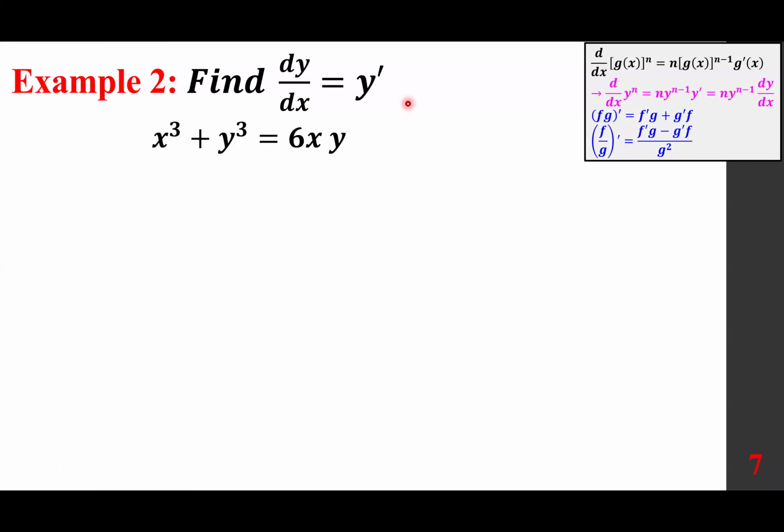Find dy/dx, or y prime, step by step. x cubed, 3x squared. y cubed, n y to the power of n minus 1 y prime. So 3y squared y prime, or dy/dx.